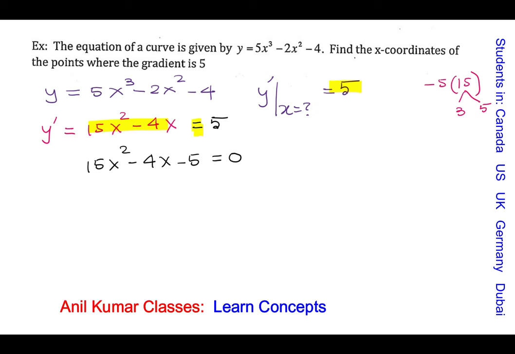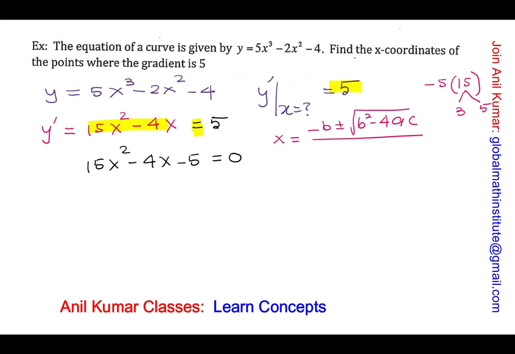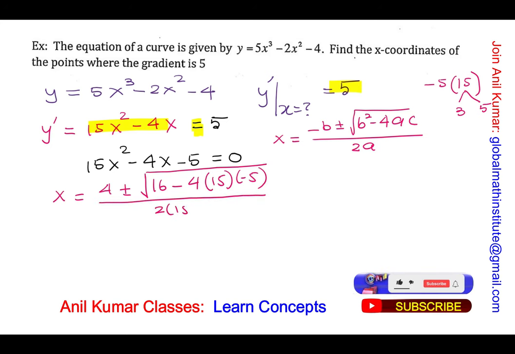So the quadratic formula, as you know, is that the value of x is equal to minus b plus minus the square root of b squared minus 4ac, divided by 2a, right? So in this case, the value of x will be minus b, meaning minus of minus 4, which gives us 4, plus minus the square root of b squared, 16, minus 4 times a, which is 15, times minus 5, correct? Over 2 times 15. And that gives us 4 plus minus the square root of 16 plus.